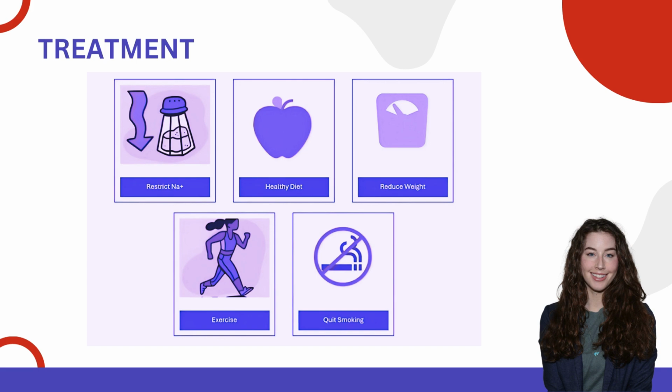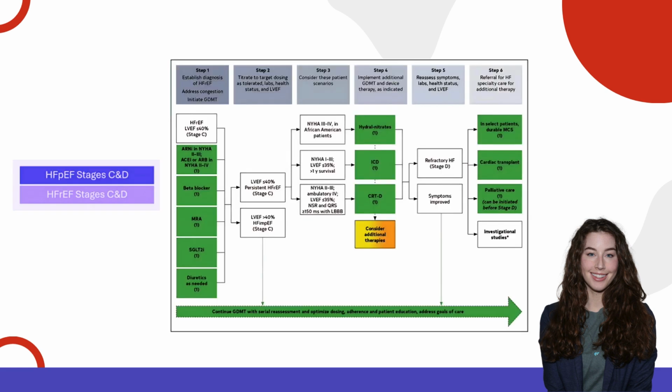Non-pharmacologic treatments at this stage would be preventing worsening or the syndrome in general. You want to restrict your salt to 2 grams per day. You can also restrict fluid to avoid hyponatremia. You want to recommend a healthy diet, so DASH or Mediterranean. Reducing weight in obese patients reduces workload of the heart. Exercise reduces symptoms and improves functional capacity, and quitting smoking helps alleviate some inflammation and improves vasculature.